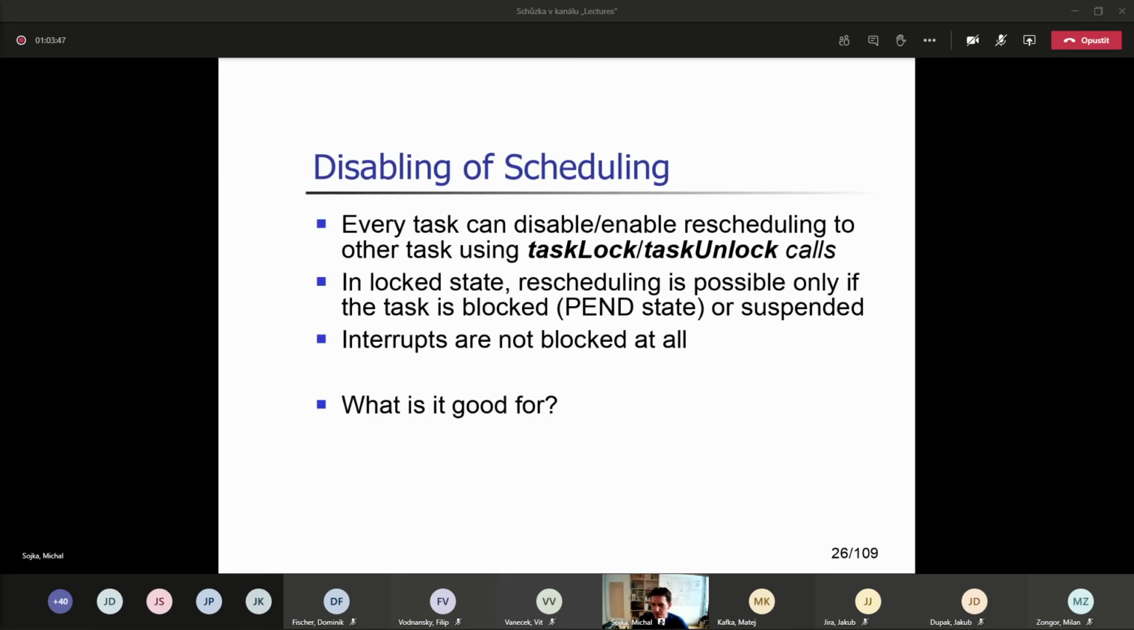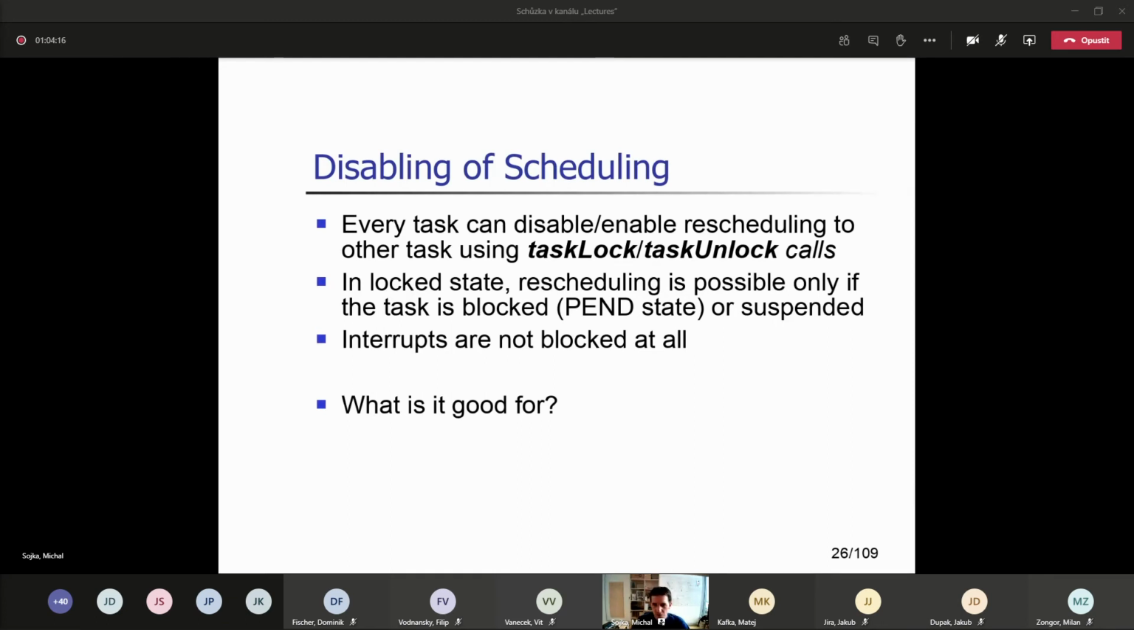It can happen that even if this critical section is very short, some important event happens and your system should react to that event. And even if this critical section is short, your real-time system will not be able to react to that event because no context switch is allowed.